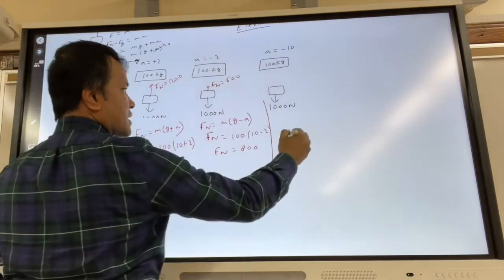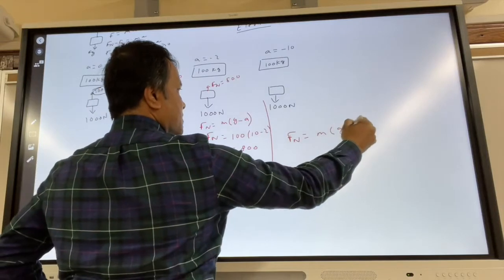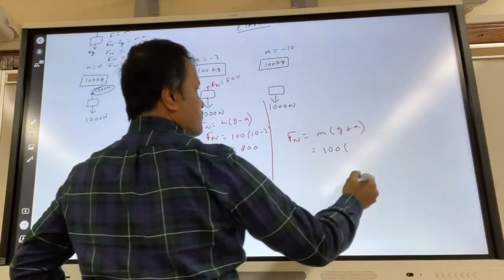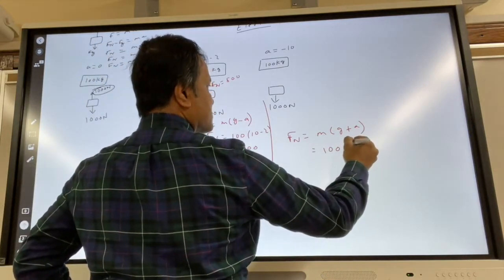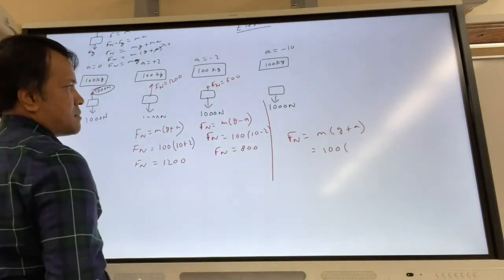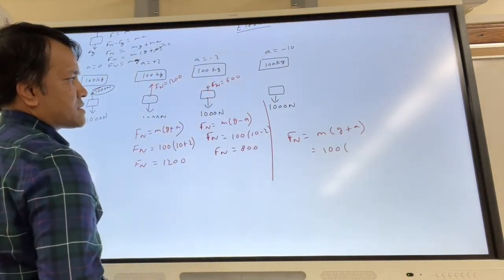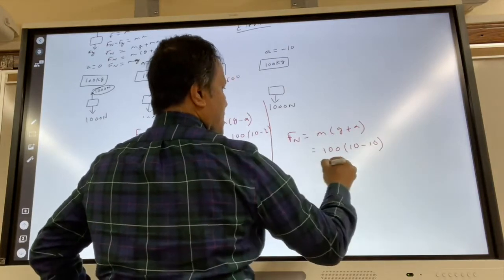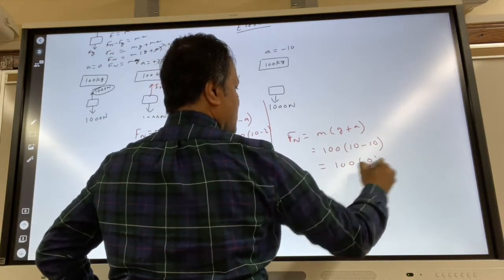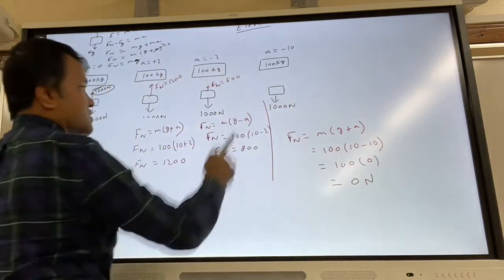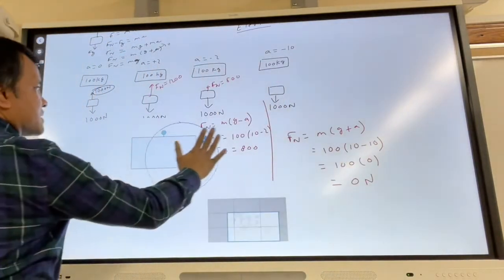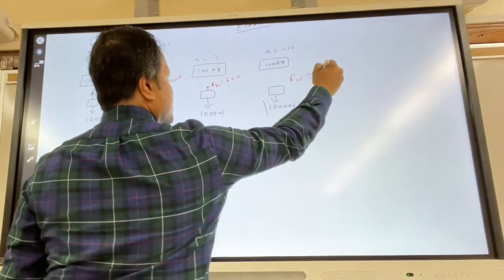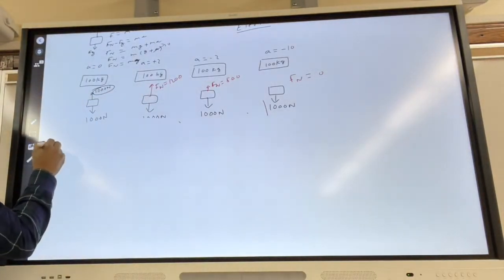Okay, so this one, Fn is m times (g plus a), where m is 100, g is 10, and acceleration is negative 10. So 100 times 0, so Fn is 0 Newton. So there is no Fn. Okay, a few other things you're going to find from here. So Fn is 0.